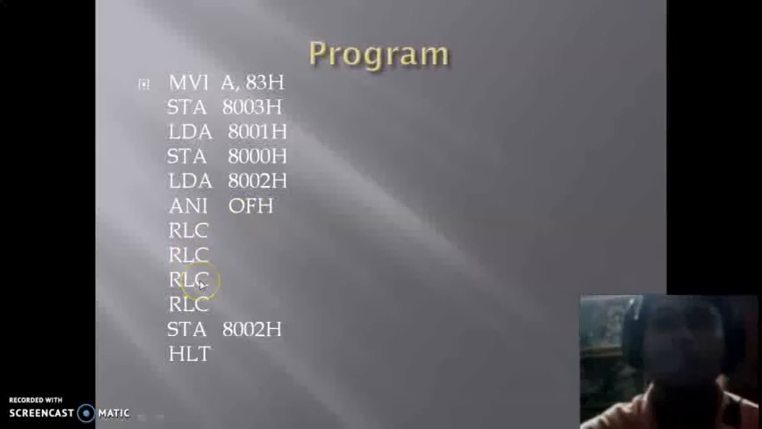After that shifting, the data received from port C lower will be sent to port C upper by using STA 8002, which means the content of A, after shifting, stored in the accumulator, will be sent to port C. That is the way by which we can perform these operations.